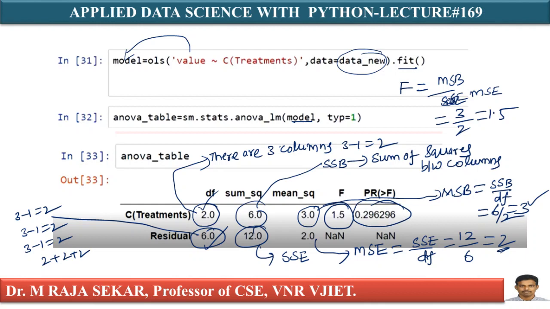This is the P value. I have shown it in lecture number 167 or 168. Just refer to lecture number 168. We calculated the P value there, isn't it? This is about our Anova table.